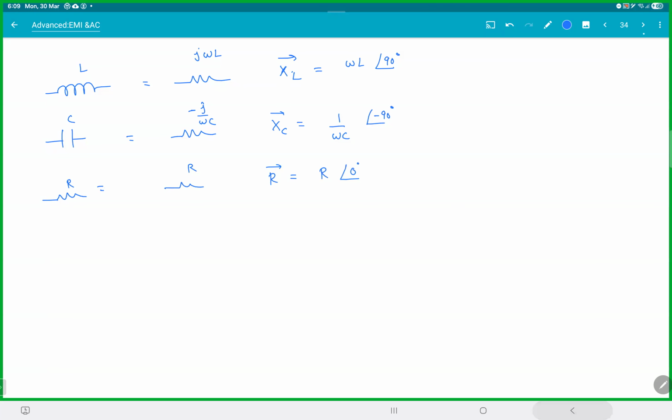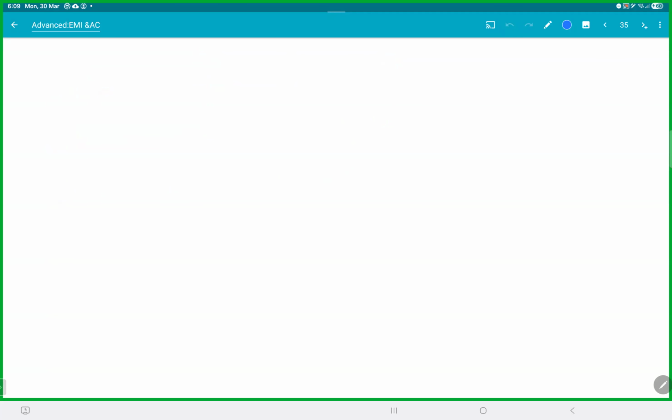So let's see a few examples and then we'll bump up the level slowly. Let's do something easy. Let's say we got an inductor, a resistor, and a capacitor. We have a current I.